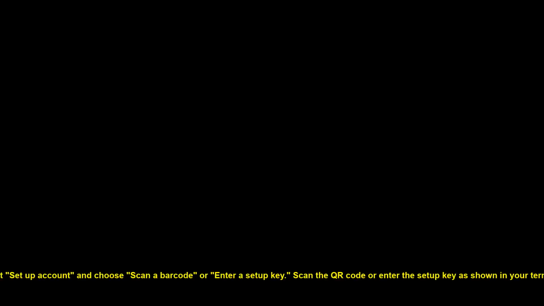You will be prompted with a series of questions. Answer yes to the prompts regarding time-based tokens and updating the configuration file. Take note of the QR code displayed in the terminal. Open the Google Authenticator app on your mobile device. Select Setup Account and choose Scan a barcode or enter a setup key. Scan the QR code or enter the setup key as shown in your terminal. After setting up, the app will provide you with a 6-digit code.